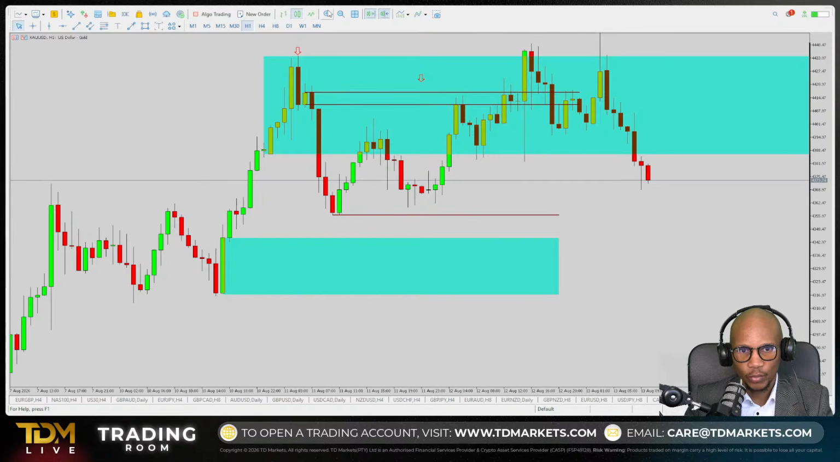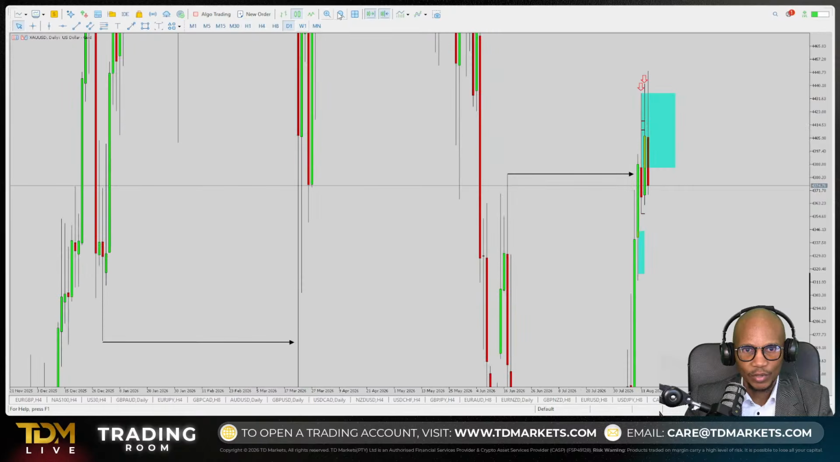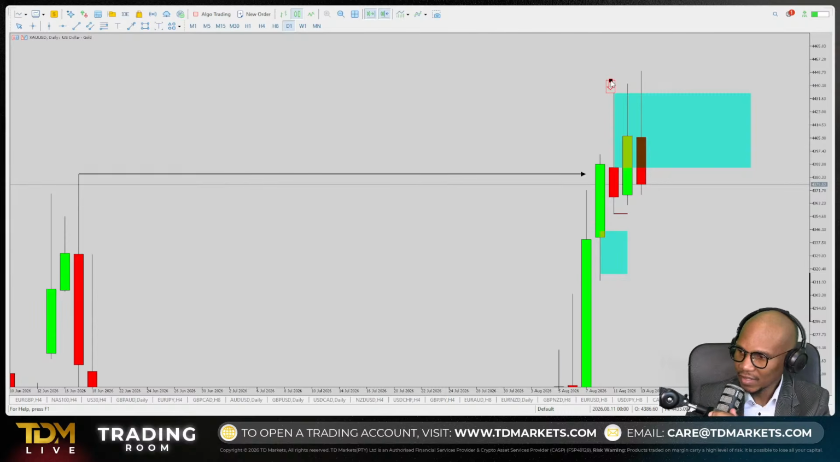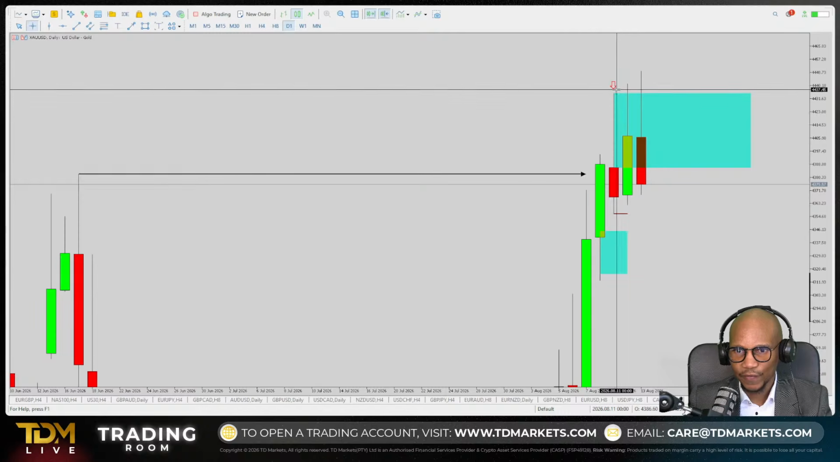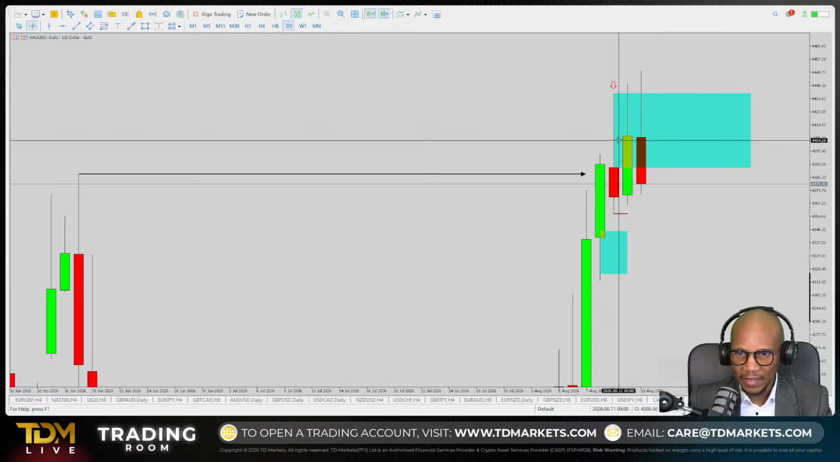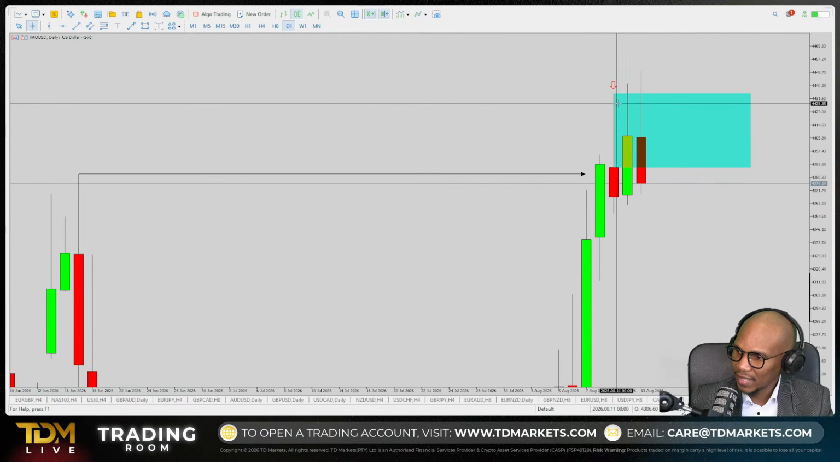Let's start with gold. Look at what gold is doing, guys. It failed to break this high. Let me go back to the daily candle. On the daily time frame, this candle is the one we spoke about. Look at how price has been failing to close above this candle. There is definitely pressure from the sellers around this zone.